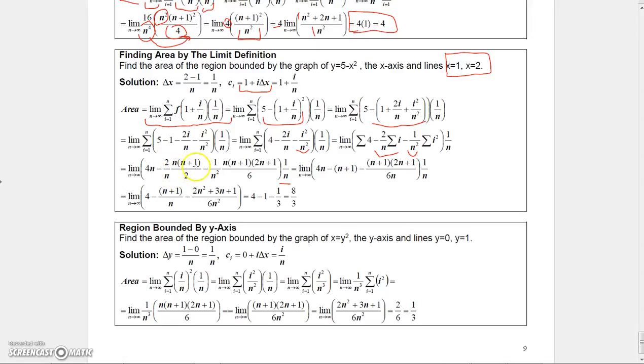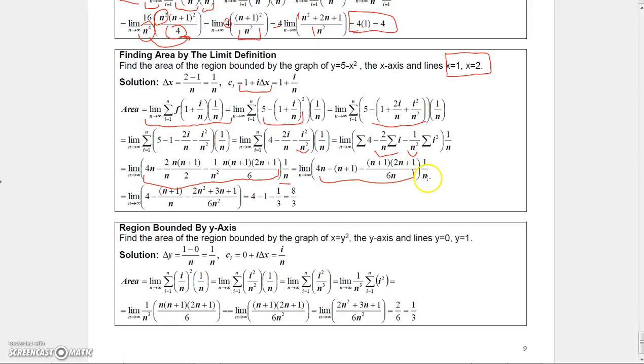And now I apply my formulas for sum of I, and I get n times n plus 1 over 2. The formula for sum of I squared is n times n plus 1 times 2n plus 1 all over 6. And let's not get lost in the algebra here. Let me just say what you're going to do is simplify all of this, and it's going to simplify to this if you do the algebra. I'll let you do the algebra.